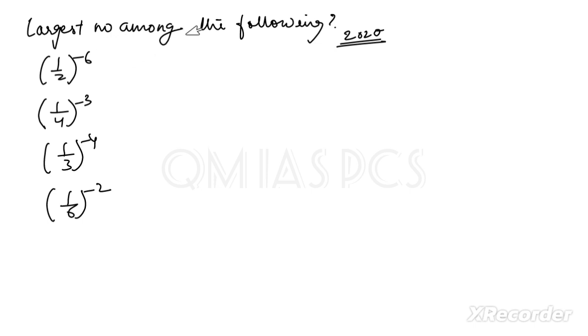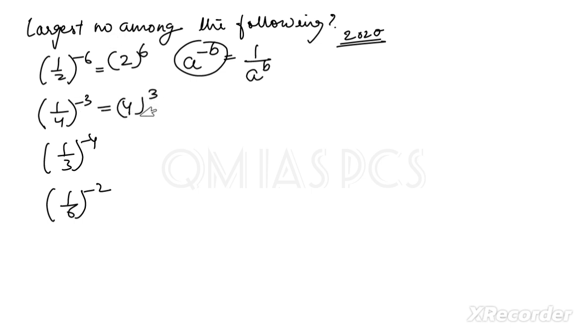I have told you that whenever there is a negative power, like a power negative b, we can write it as 1 by a power b. When we take the reciprocal, the power becomes positive. So for this one, the reciprocal of 1 by 2 is 2, and the power is 6, negative to positive. Similarly it will be 4 power 3, this will be 3 power 4, this will be 6 power 2. Now we have to solve this one like this.